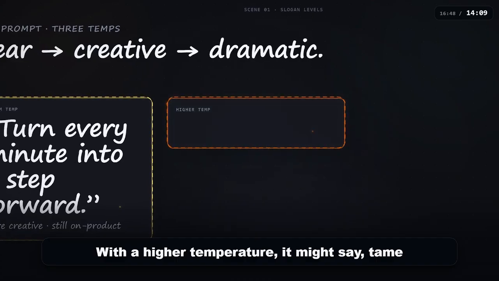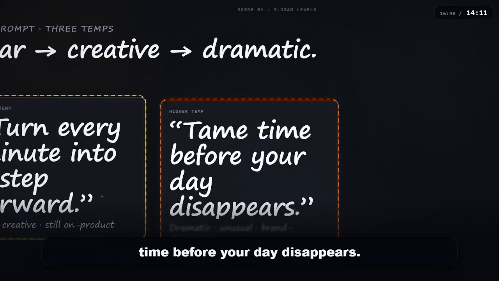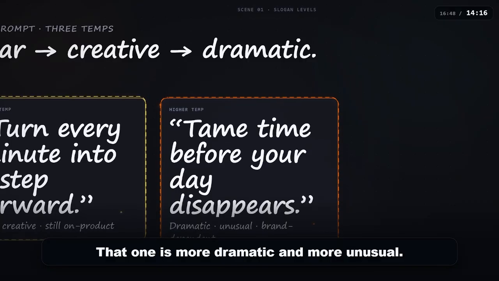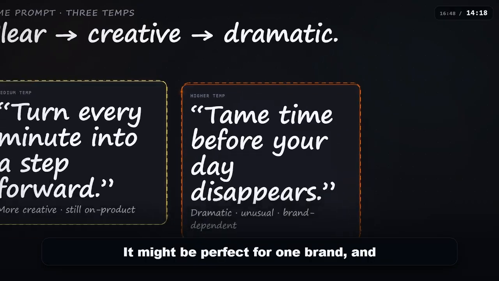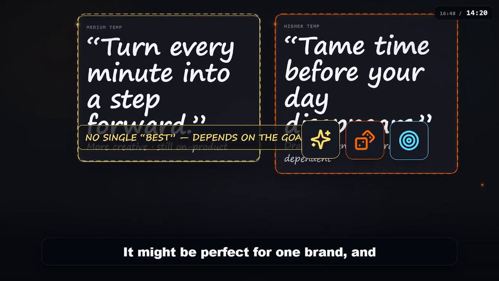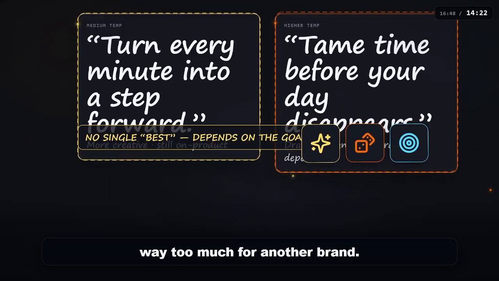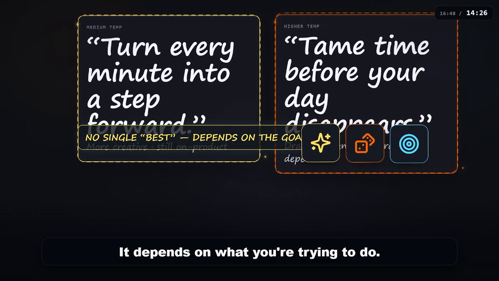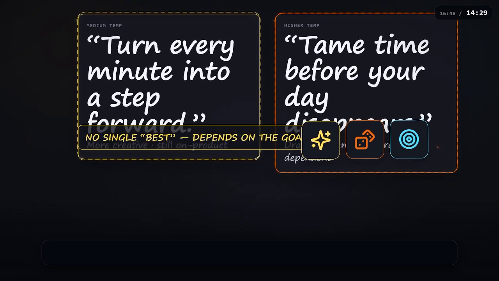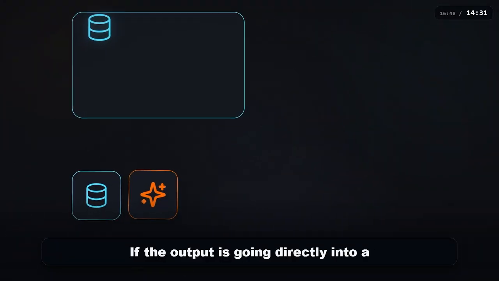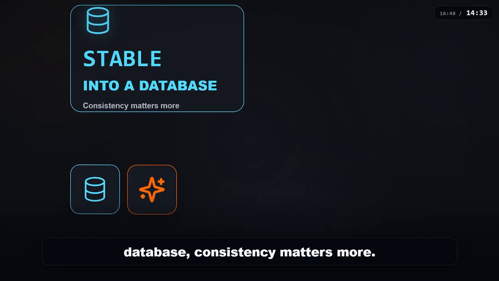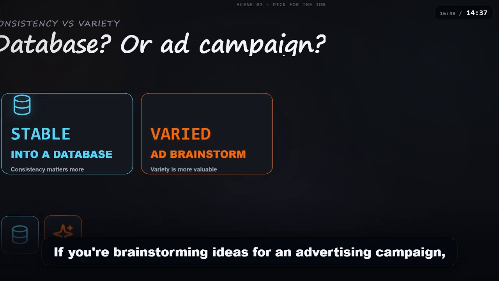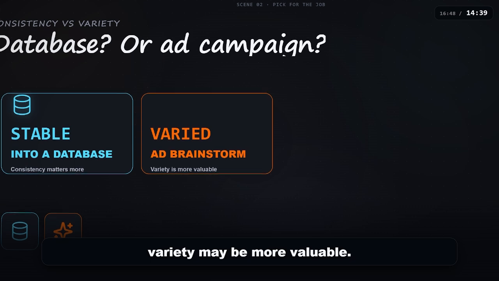With a higher temperature, it might say, "Tame time before your day disappears." That one is more dramatic and more unusual. It might be perfect for one brand, and way too much for another brand. So we can't say that one answer is always better. It depends on what you're trying to do. If the output is going directly into a database, consistency matters more. If you're brainstorming ideas for an advertising campaign, variety may be more valuable.